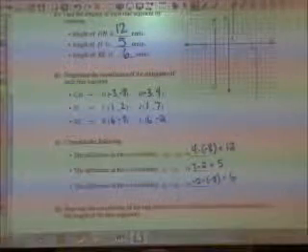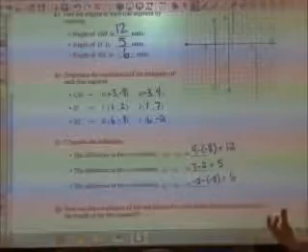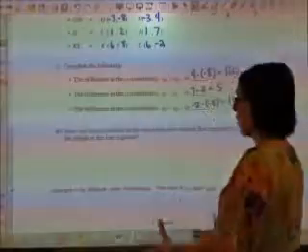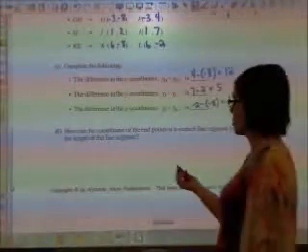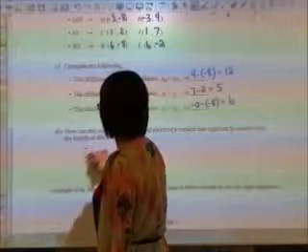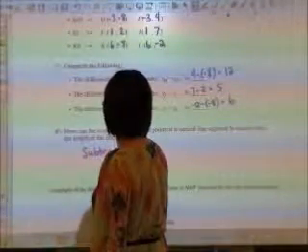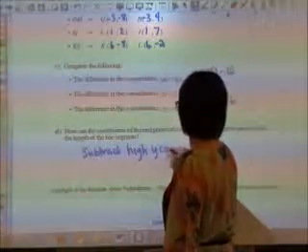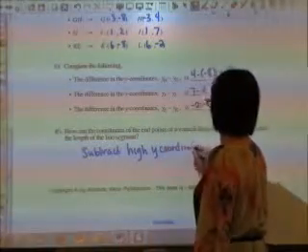So how could I use the coordinates of the endpoints to find the length in a vertical line segment? I would subtract the y coordinates. And in this case here, how would I subtract? I would subtract the high y coordinate by the low y coordinate.